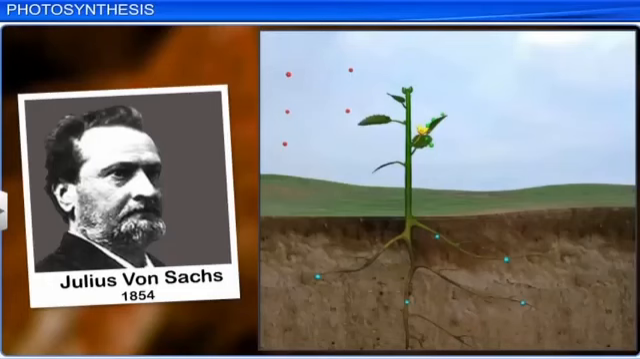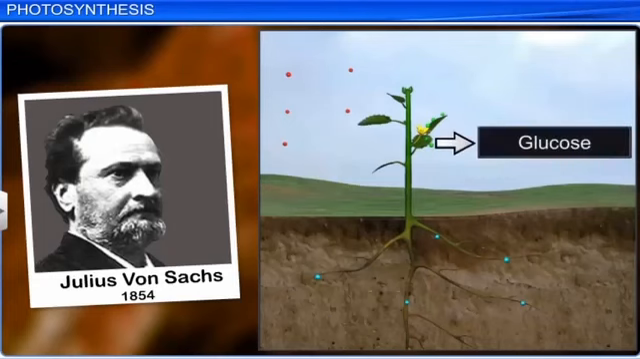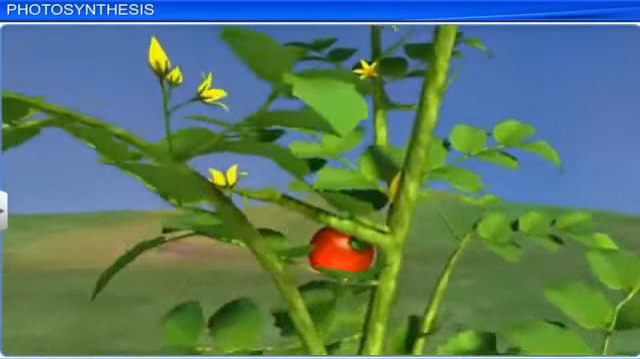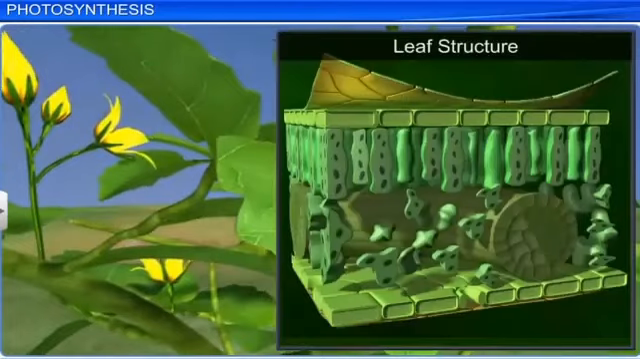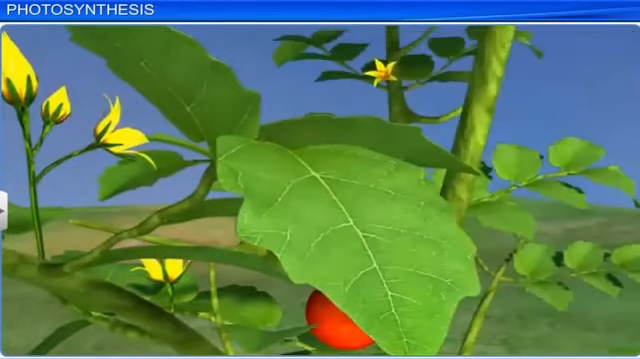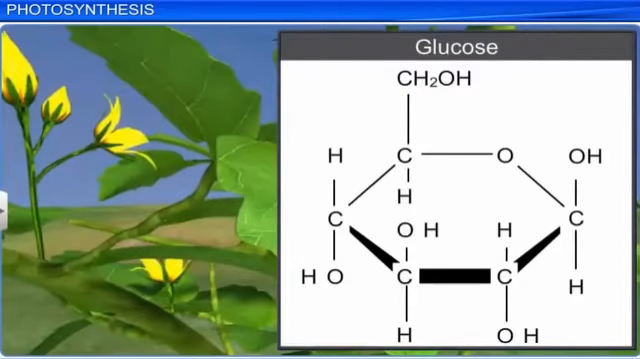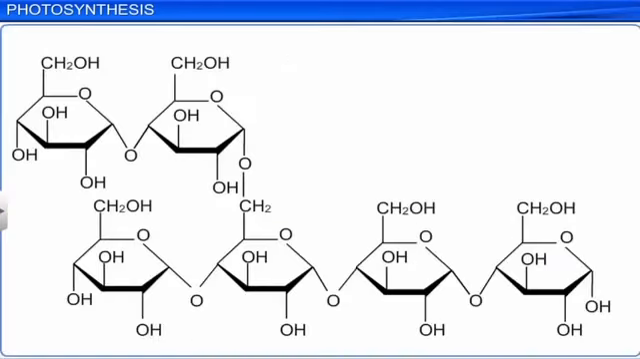Julius von Sachs, in 1854, showed that glucose was formed when plants grow. He also found that the green substance, chlorophyll, is stored in special cells of the plant. He also proved that these green parts are the factories that produce glucose, and it is stored as starch.